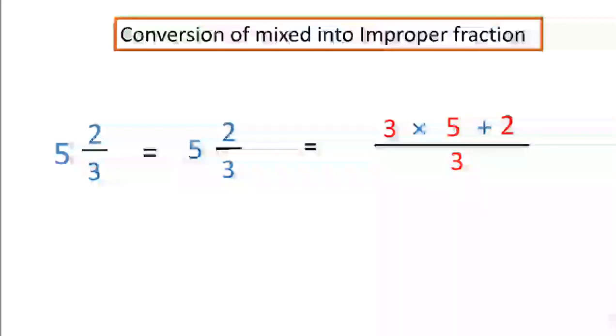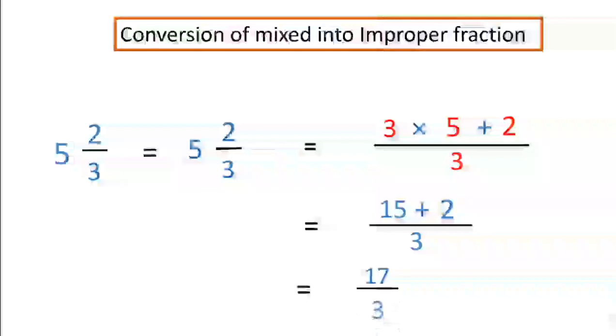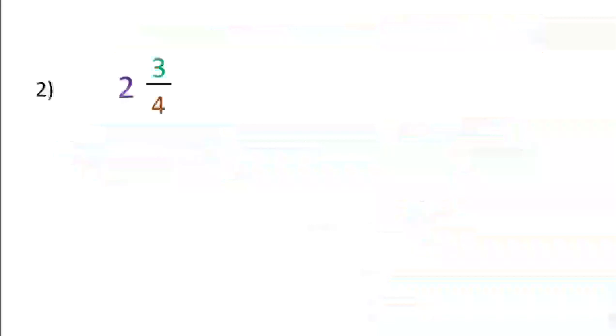Okay, 3 into 5 plus 2, whole divided by 3. 3 into 5 is 15, plus 2, by 3. 15 plus 2 is 17 by 3. This is the method. First we multiply the denominator with the whole number, then add the numerator to the product, then divide by the same denominator. One more example, 2 3 by 4.